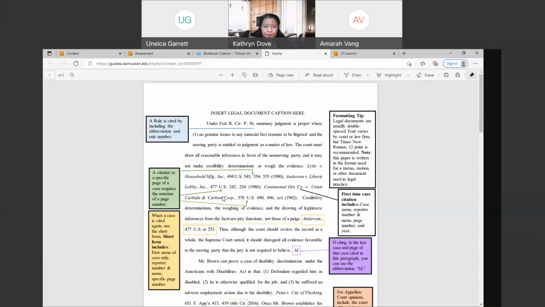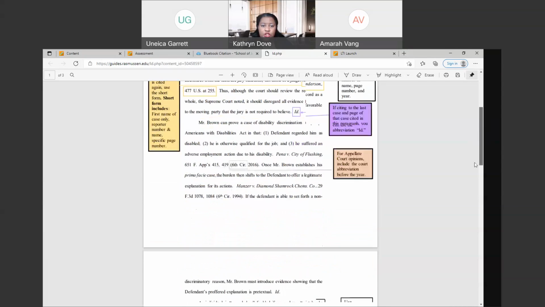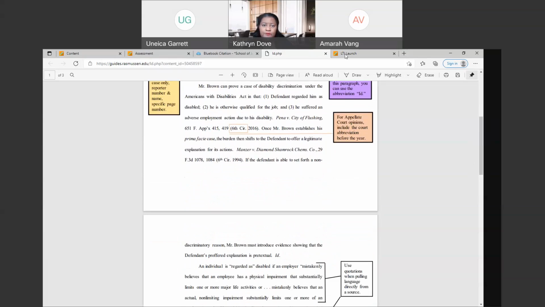So this is how a legal writing a brief might work. The first thing, notice the law has been identified. Under Federal Rule 56, summary judgment is proper when no genuine issue of material fact remains to be litigated and the moving party is entitled to judgment as a matter of law. The court must draw all reasonable inferences in favor of the non-moving party. It may not make any credibility determinations. So the first thing we've done here is we have cited the law. Then we're going to go to our fact scenario and determine whether a summary judgment is available.